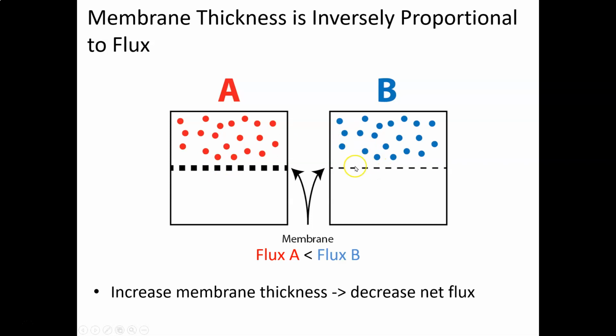And again, as you can probably guess at this point in time, as the molecules hit the membrane, they're going to travel slower. And since the membrane is thicker, it's going to take them longer to get through and appear on the other side. So the flux in B is going to be greater than the flux in A, again, because the molecules don't spend as much time in the membrane because it's not as thick. So just like we had in the last one, if we increase the membrane thickness, that decreases the net flux. Okay?